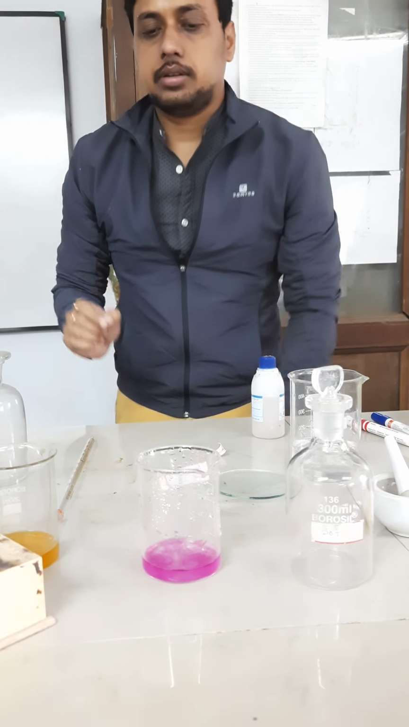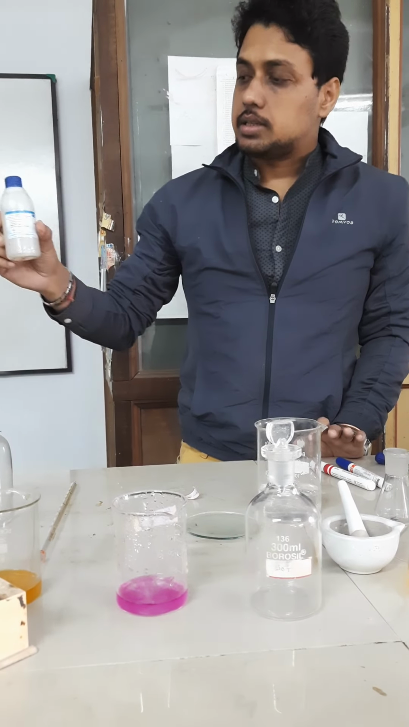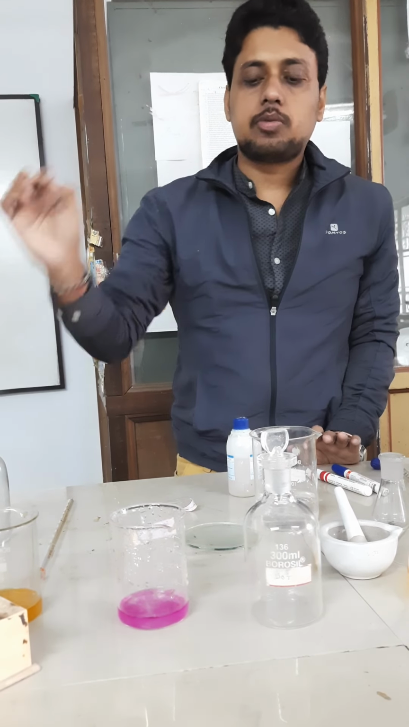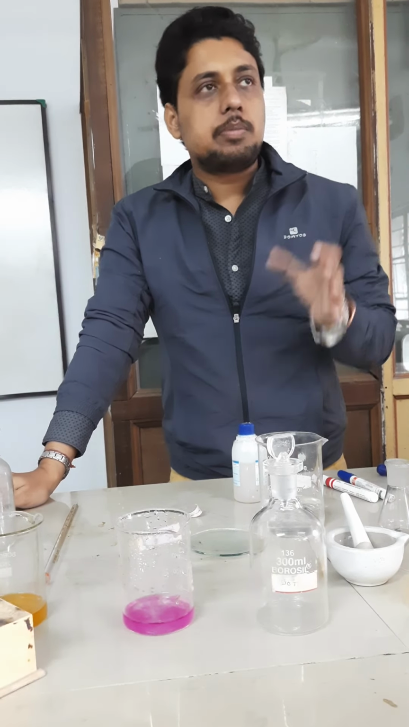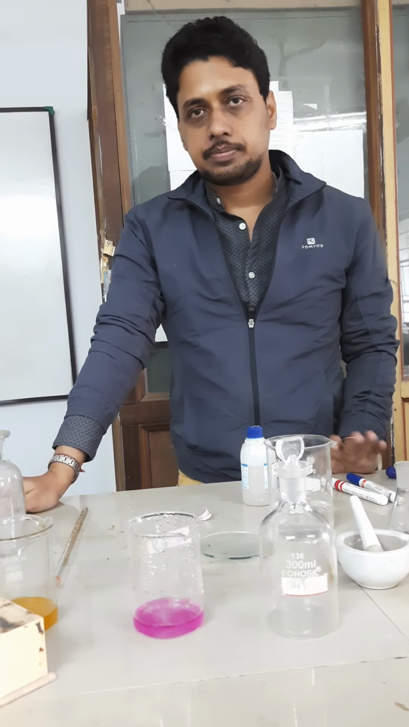So to detect whether a compound is an acid or a base, this is a very useful tool. You can check by adding one drop of phenolphthalein. If it is pink, that means your solution is a base. If it is colorless, then it may be neutral or acid.